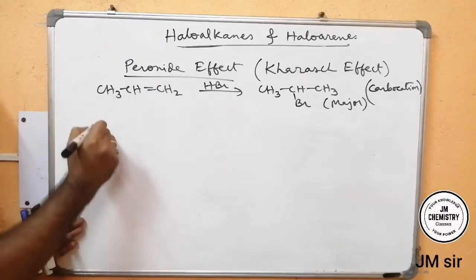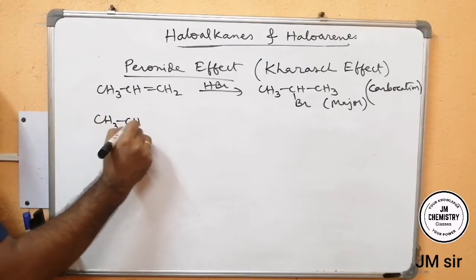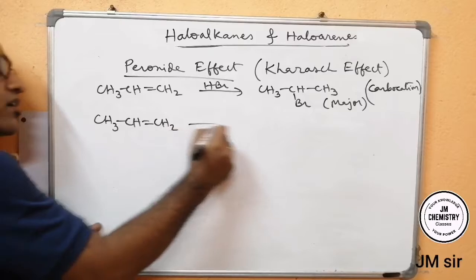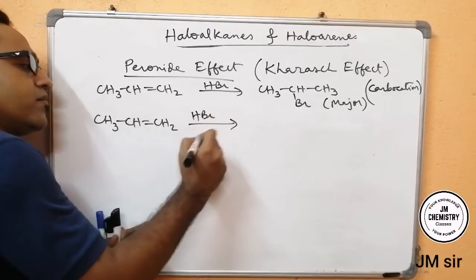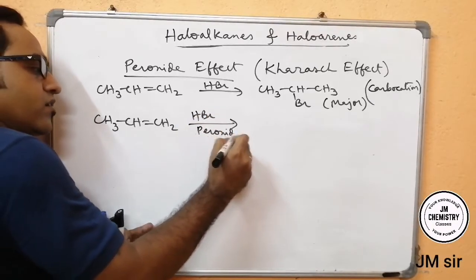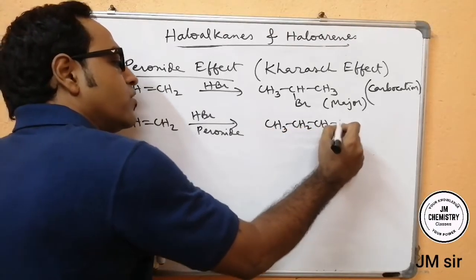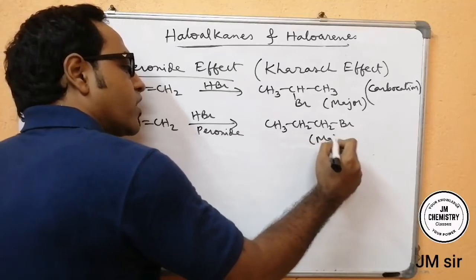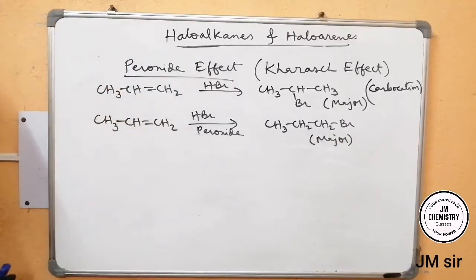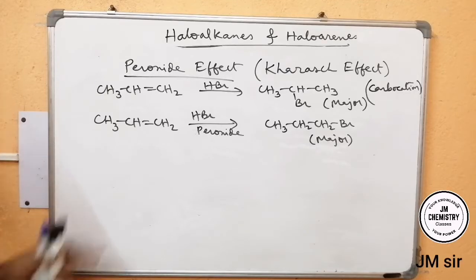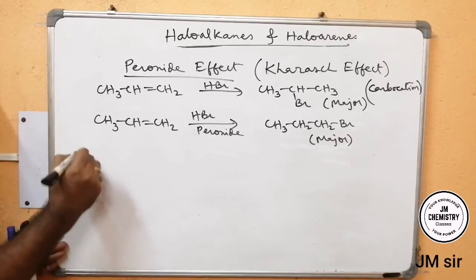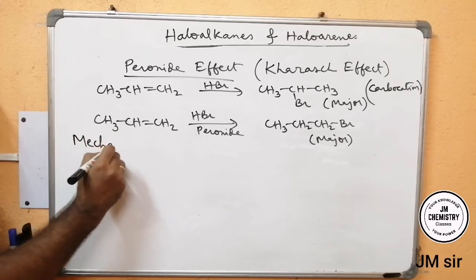Okay. Now, if the reaction is carried out in presence of peroxide, HBr with peroxide, then we get CH3CH2CH2Br as the major product. Now the major product is different, so definitely the mechanism is not the same, the mechanism is also different. So we have to learn the mechanism in presence of peroxide also. So write down the mechanism.